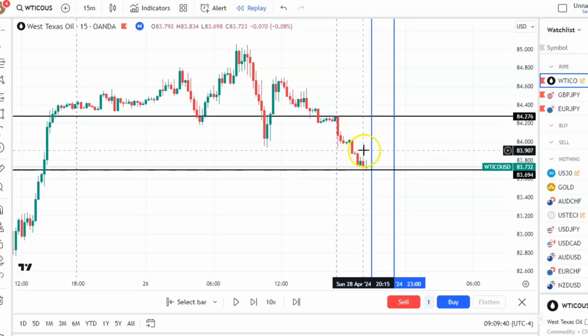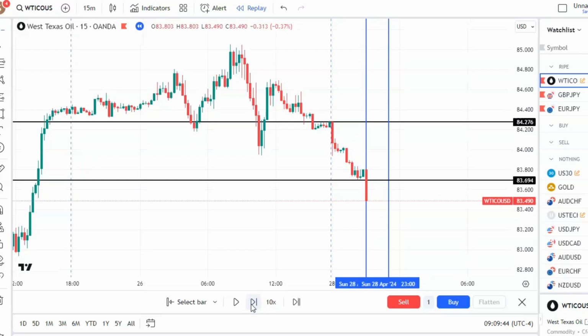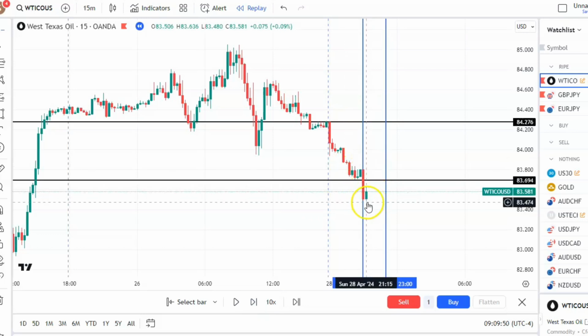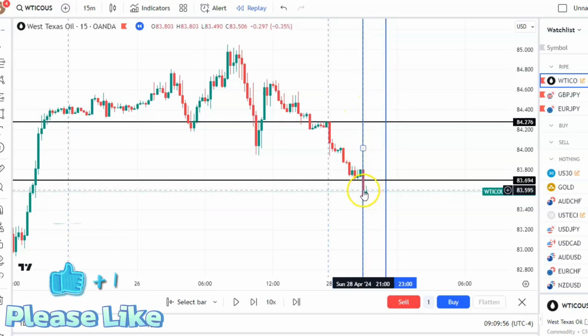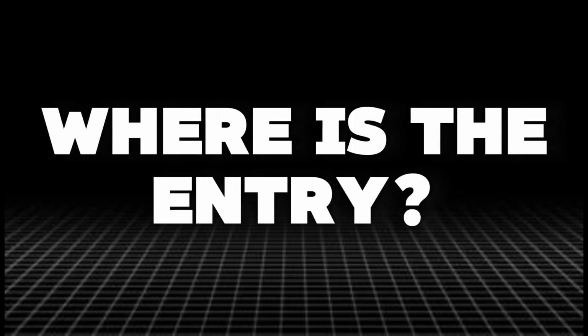So the signal is very simple. We want to see a breakout and then a price reversing. This is called a failed breakout. So a failed breakout at the high or the low of the week is our signal that we might be reversing. Where is the entry?